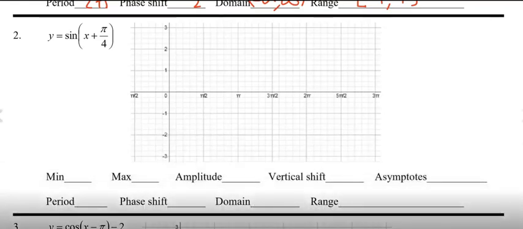Differences on this question, you're dealing with sine. It's already in fireproof form. You should be able to identify A, B, H, and K. Go. Let's see what you can do.